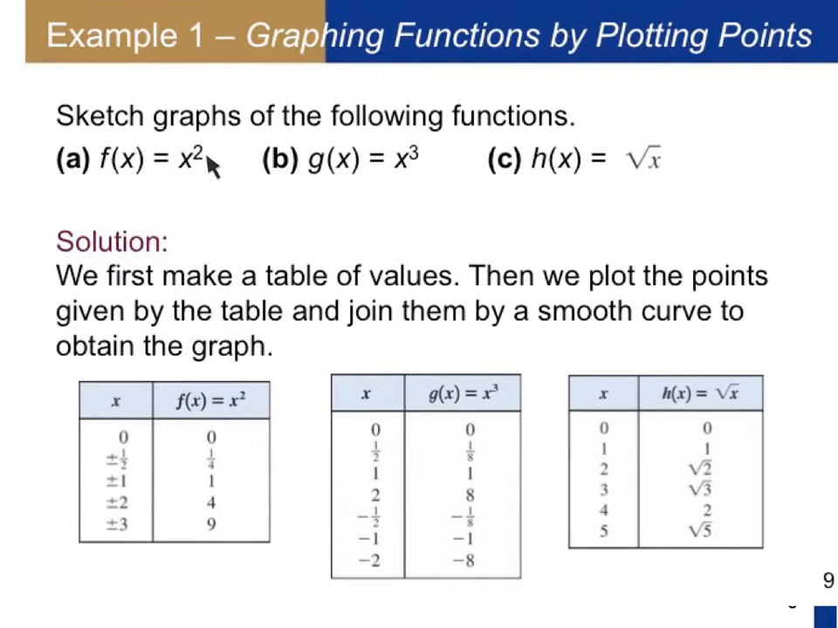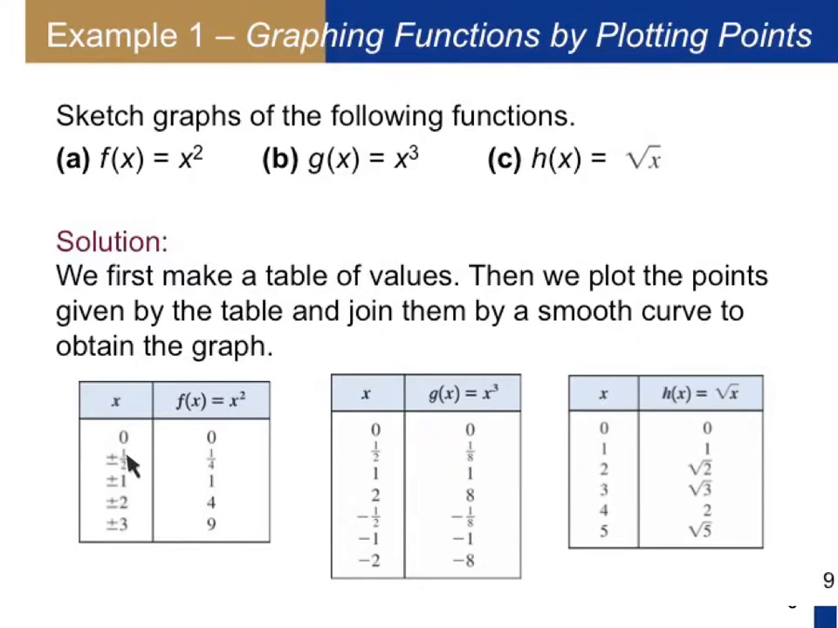Now think about the symmetry that this has. When x is 0, we square it, we get 0, right? But when we go positive 1, we get 1 squared is 1. Negative 1 squared is 1. So we have that symmetry around x equals 0. So we're going to plot points around that 0, going positive and negative.